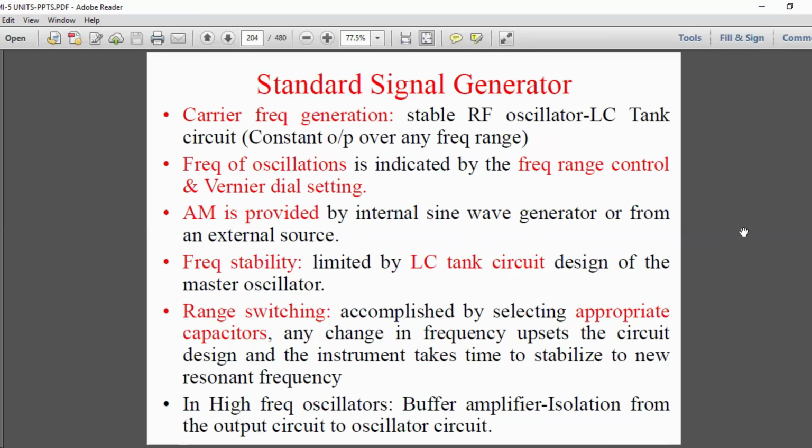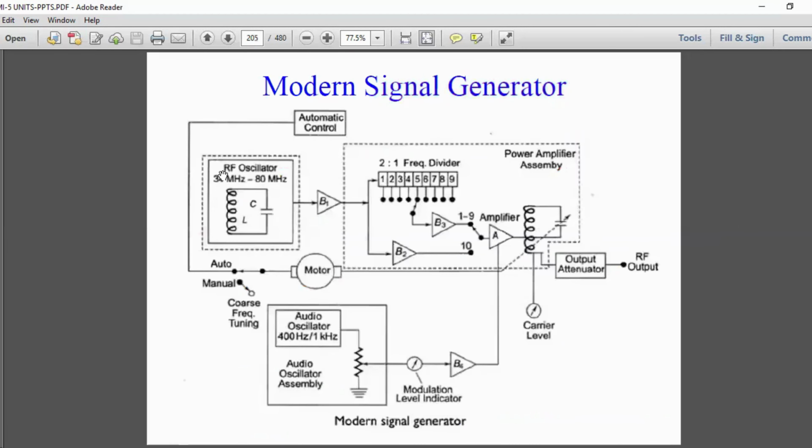In high frequency oscillators, the buffer amplifier provides isolation from the output circuit to the oscillator circuit. And then in modern signal generators, you have an RF oscillator, frequency divider, automatic control towards the motor, auto and manual conditions, and the power amplifier assembly. Amplification from 1 to 9 setups of the frequency divider is done here. On the audio oscillator, 400 Hz is there.